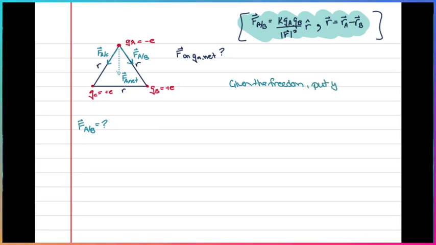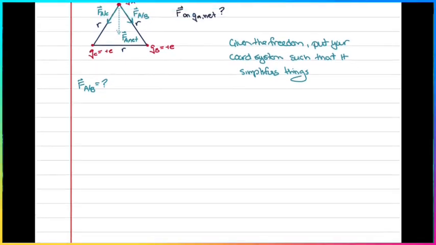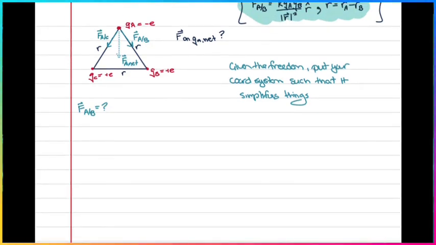Put your coordinate system down such that your life is easier, such that it simplifies things. Now, how could I make my life easier? I could put the axes so that they're rotated along one of the directions of the triangle. That would be a way of doing this. I could also put the charge of interest at the origin.